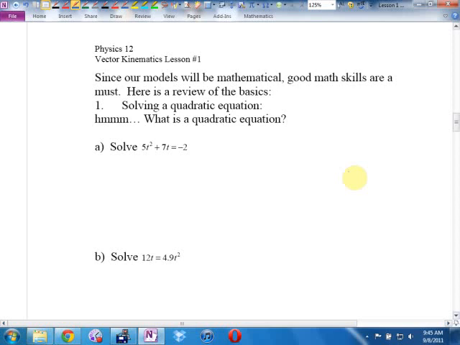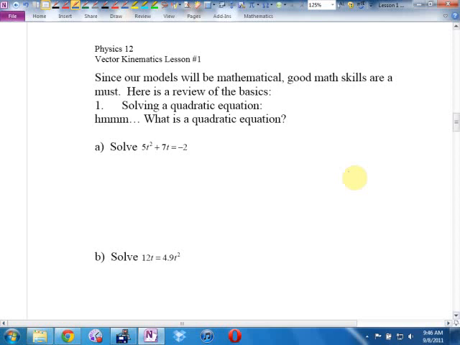If it's got a cubed, it's a cubic. If it's got a bigger exponent, it's something else. But if it's got a squared and no other wonky weird stuff, like no square root of x or no something to the power of x or no sine or cosine, it's nice and clean, squared is your biggest exponent, it's quadratic.